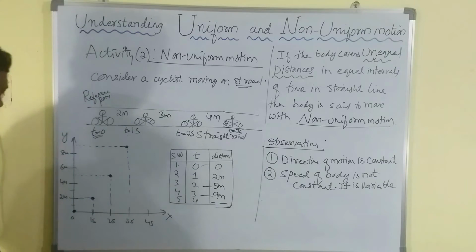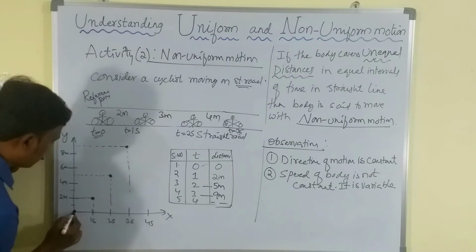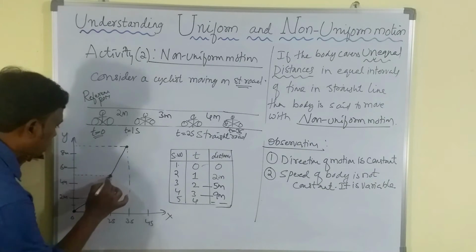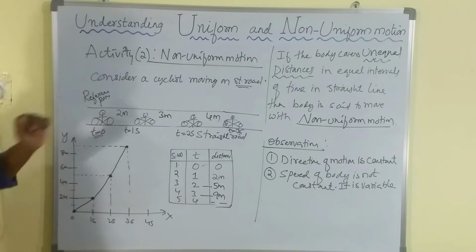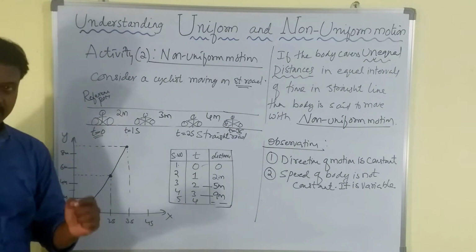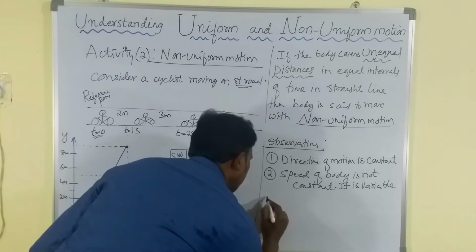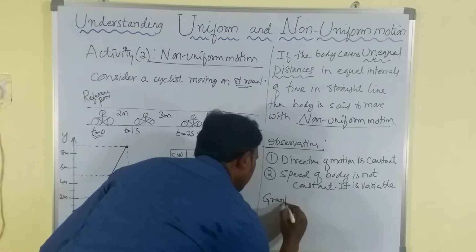Okay, if I join, see how is that you are getting? Is it a straight line? No, it's not a straight line, it's not a linear graph. You are getting a non-linear graph. So let me write the graph. How do you get the graph?